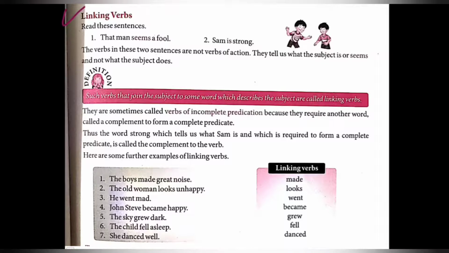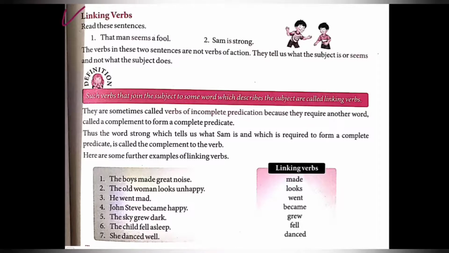Here the subject is that man and Sam. So what do they tell? They tell what the subject is or seems, and not what the subject does. The subject is not doing anything. The subject is appearing. Someone is strong, someone is good. That is their appearance and that is not their action. If I say Sam is strong, I am saying Sam is not doing any action.